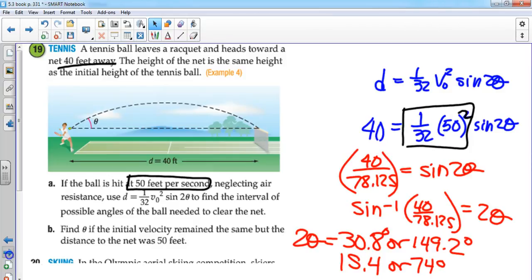Can you aim the racket 15 degrees above the horizontal? Yes. It would be a really low shot to the net. Can you aim the racket 74 above? Yeah, it would be coming from up here, down. This would continue every 180 degrees, but if you go past that, I don't think you can aim your racket more than 90 degrees. So those are the 2 answers. Part B, you have to do it all over again with 50 feet in over here.